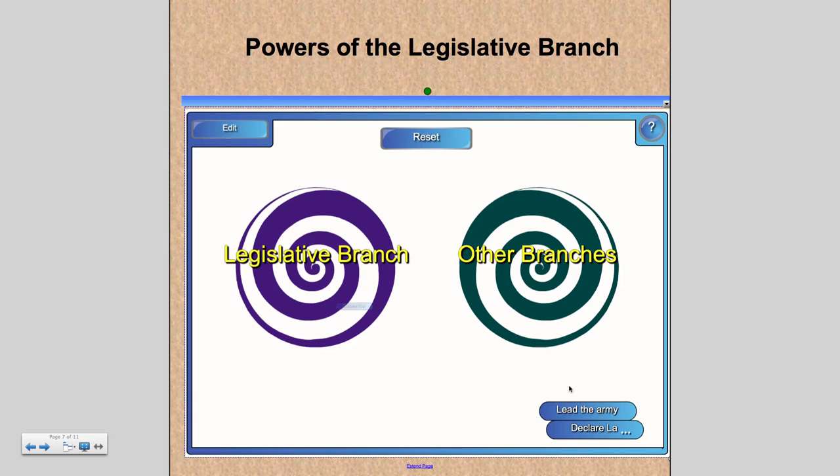Lead the army. I think that has to do with the commander-in-chief, which is the executive branch. Right on. Declare laws unconstitutional. There's our word, unconstitutional. Who does that belong to? Right, the judicial branch. Good job. Look, they're all gone. We got them all right.